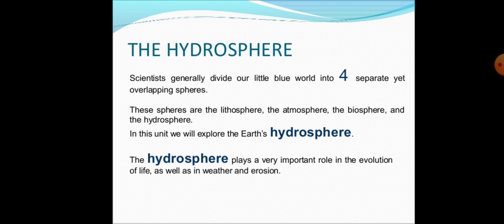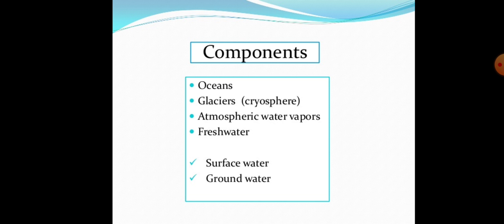Scientists generally divide our little blue world into four separate yet overlapping spheres: the lithosphere, the atmosphere, the biosphere, and the hydrosphere. In this unit, we will explore the Earth's hydrosphere. The hydrosphere plays a very important role in the evolution of life as well as in weather and erosion. Next, components of the hydrosphere: oceans, glaciers, that is the cryosphere, atmospheric water vapor, fresh water, surface water and groundwater. These are all the components of the hydrosphere.